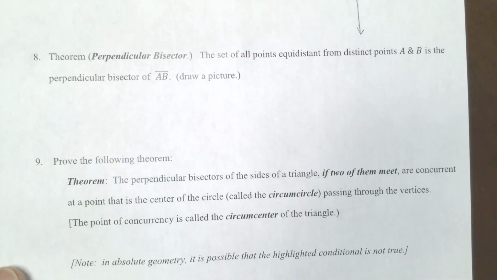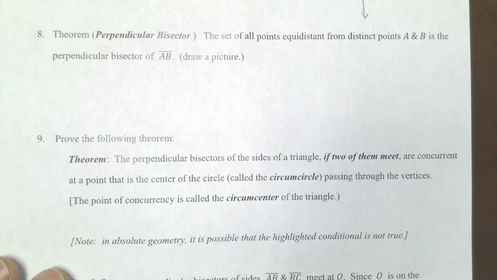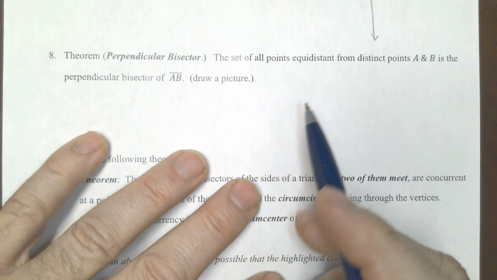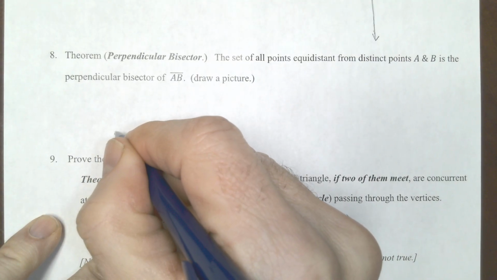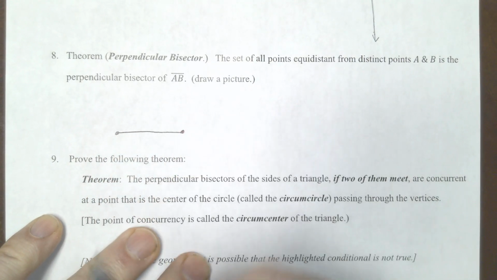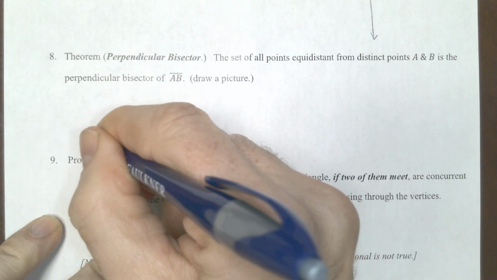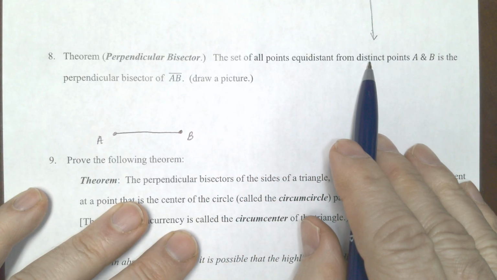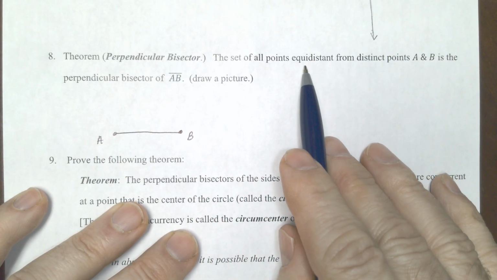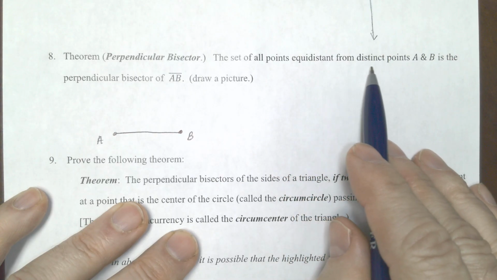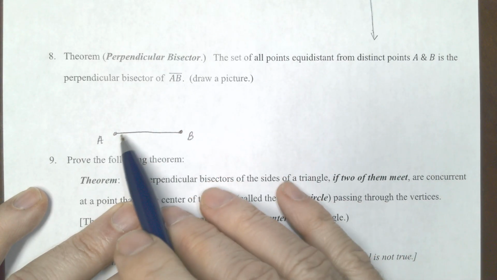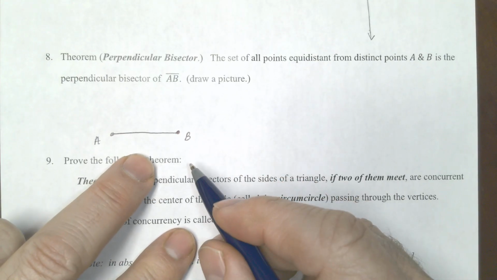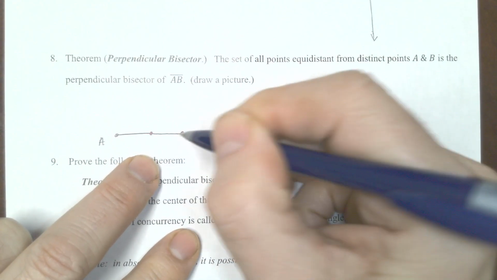Okay, the next one is a theorem, the perpendicular bisector theorem. It's kind of a generalization of this up here. I'm going to draw this line segment again way over to the left because I need room over to the right for the next one, number 9. This is A, B. The set of all points that are equidistant, the same distance, from distinct points A and B is the perpendicular bisector of AB. So one point that is equidistant from them is the midpoint, right there.